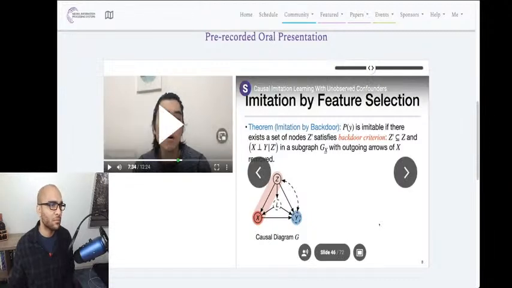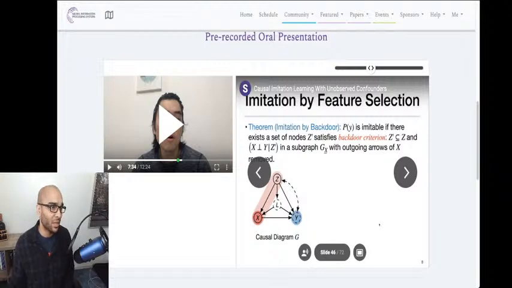Hold up. But if we removed X, we'd still have a backdoor from X to L to Y. So maybe this is an example of where P of Y is not imitable. All right. Anyway, so P of Y is imitable if there exists a set of nodes Z prime. So the set of nodes Z prime must be, at least it has to include L.